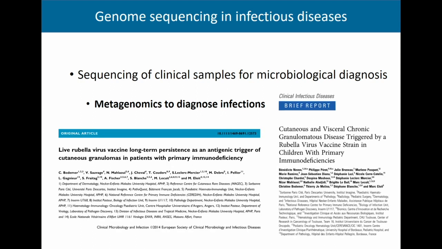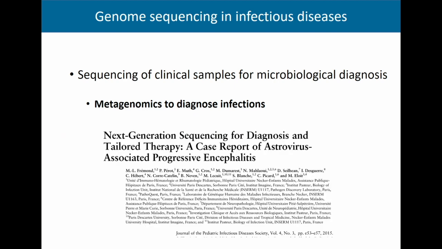Just to give you an illustration, in the case of cutaneous granuloma in an immunodeficient patient, of unknown origin, we were able, just by sequencing the clinical sample, to retrieve the complete sequence of the live rubella virus vaccine, showing that there is long-term persistence of this vaccine strain, and showing an association between this clinical manifestation and the presence of this unexpected virus in this example.